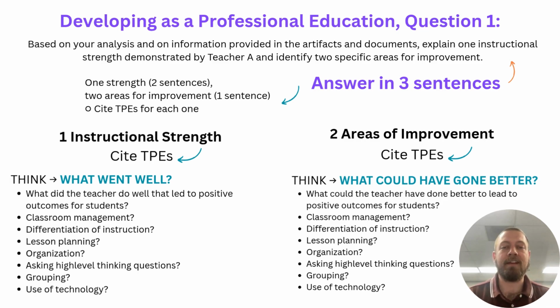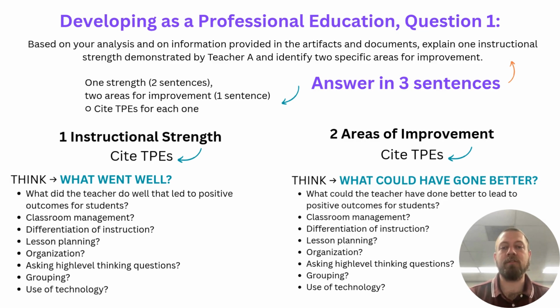So making sure that that's really just clear and concise, and which areas they need for improvement in one clear sentence, and making sure to cite the TPEs for each one of those areas of improvement is really important. So your strength is actually going to take up the bulk of this answer.